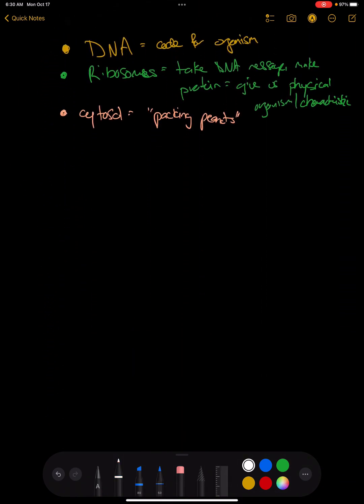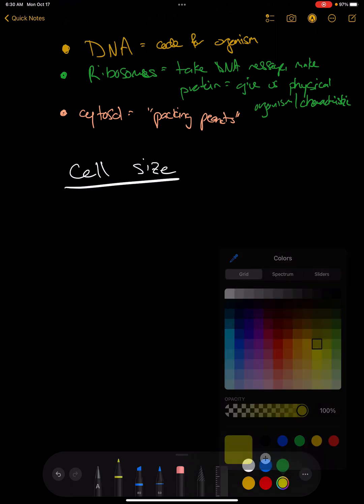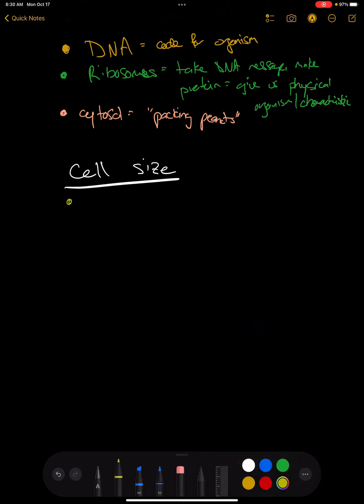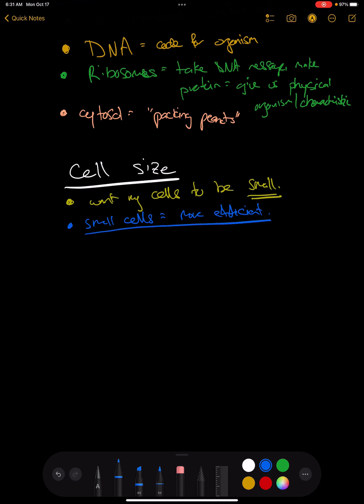Now, one last thing. Let's talk about cell size. We talked about how eukaryotes are bigger than prokaryotes, but in all reality, these are really tiny. So for cell size, the entire idea is that I want my cells to be small. I want my cells to be very, very small. Small cells are more efficient.